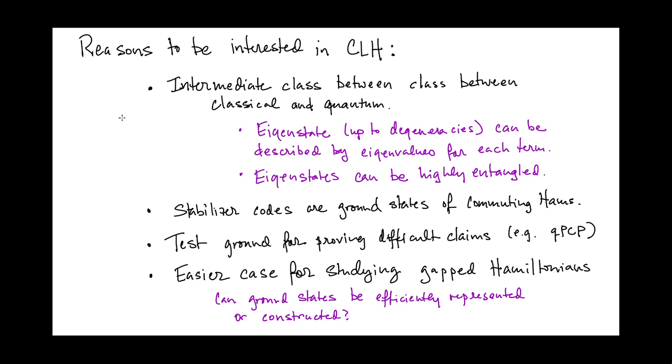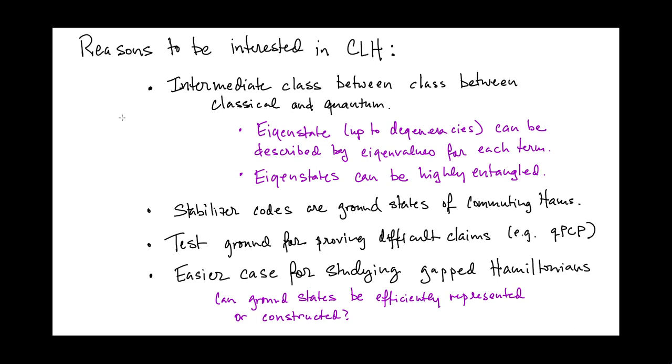Well, as we've talked about, it has a little bit more of a classical feel to it, sort of sits in between the quantum and the classical world. It's not quite constraint satisfaction, it's not quite the full QMA, but it has a more classical feel in that I can label every state with the corresponding eigenvalue. And as we talked about, the eigenstate can be labeled, but it still can be a highly entangled state. Stabilizer codes are ground states of commuting local Hamiltonians, so they're of special interest for that reason. It's also a nice testing ground when you're proving different claims. It's been an interesting testing ground for playing with different claims around the quantum PCP conjecture. And it is also a nicer, easier case in the study of gapped Hamiltonians.